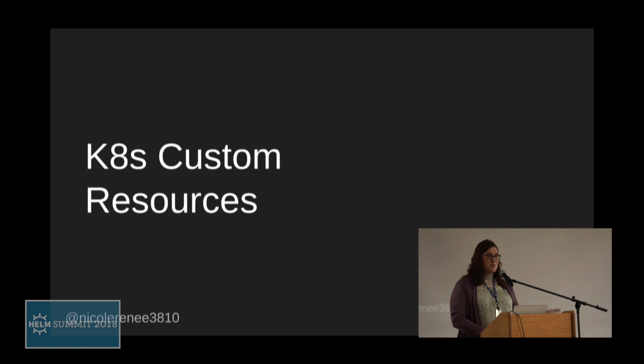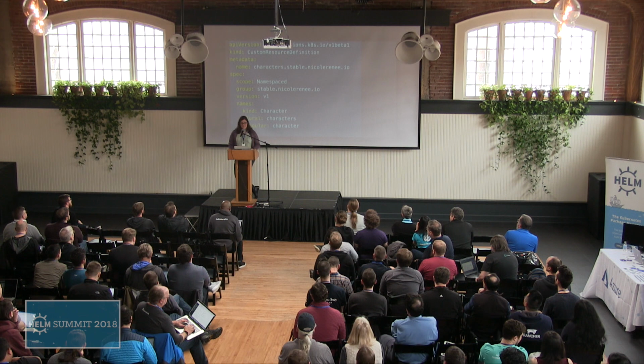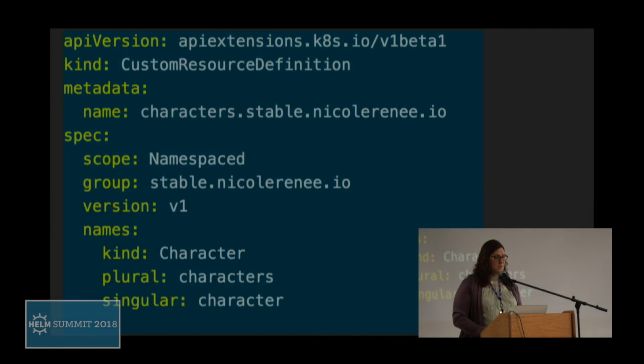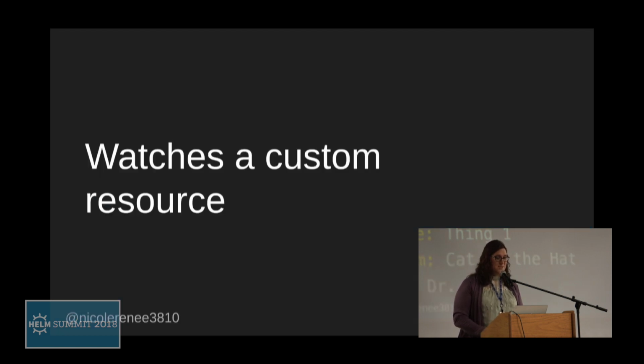So how does this work? Kubernetes custom resources is the first part of that. Who here knows what Kubernetes custom resources are? Sweet, the majority of the room. So this is an example of a custom resource definition. As you can see, it looks very similar to any other Kubernetes object. And in this case, we're defining a character in the namespace stable.nicolerene.io. And then we just define some information about how we access those. And then here we actually create a character. And in this case, we're creating thing 1 from Cat in the Hat by Dr. Seuss, just to keep it simple.